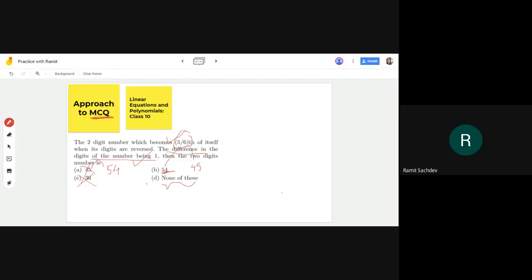Can I do it in the copy? Okay, you tell me. I'll do it here on the board. This method is known as. This is just a smarter way of dealing with MCQs, isn't it? So 54 becomes 5/6 of itself. Let me try and make 5/6 of 54. When I do 5/6 of 54, what is the answer that you get?